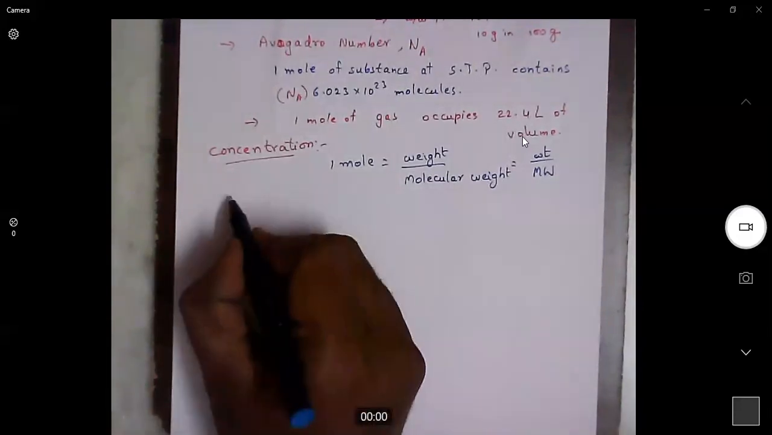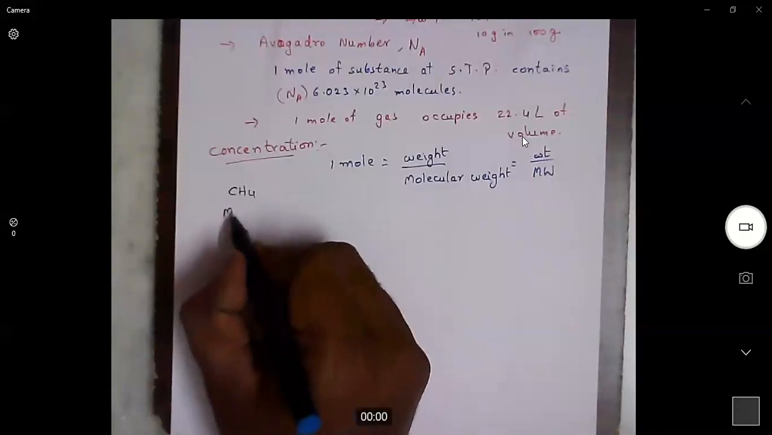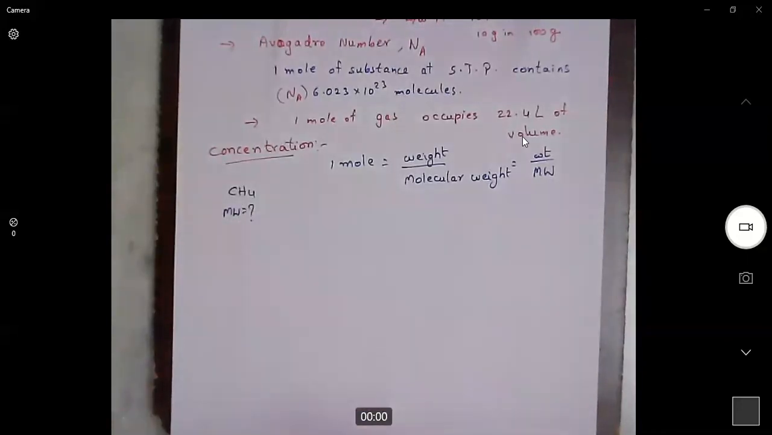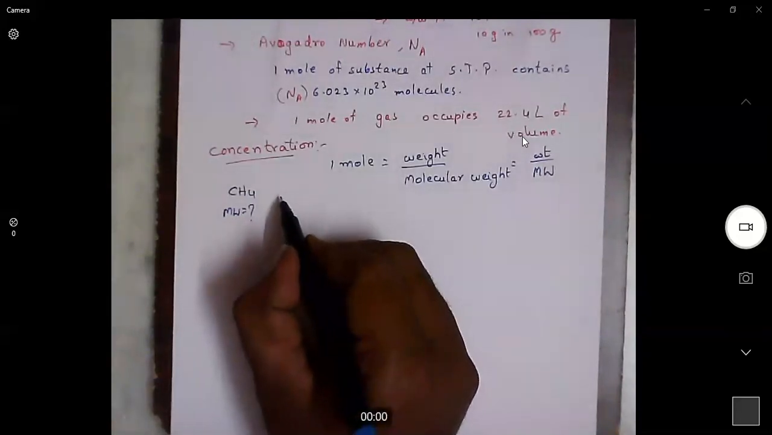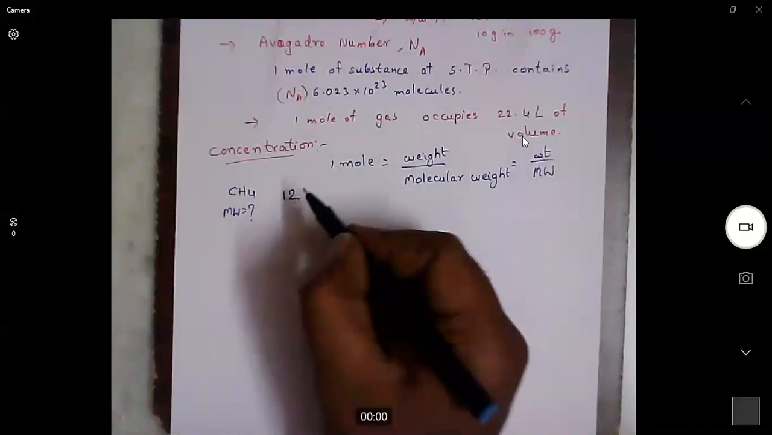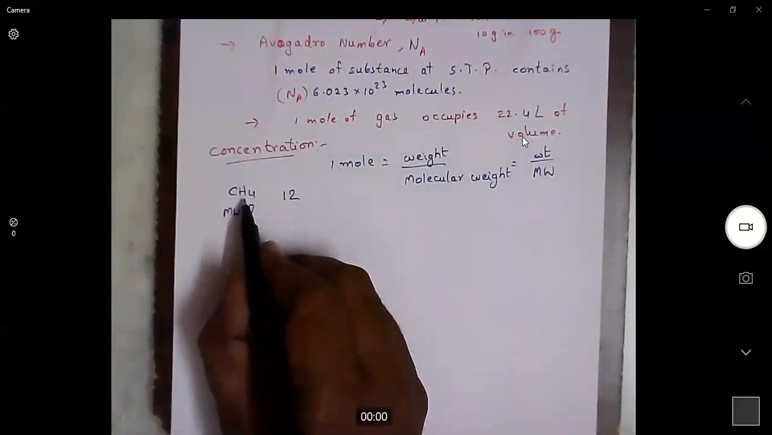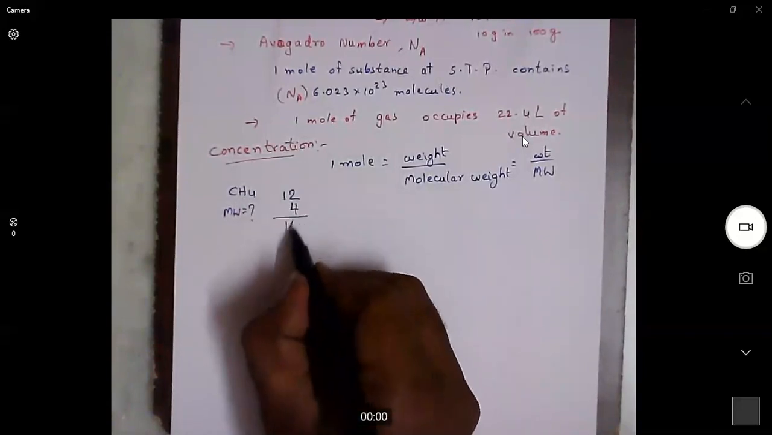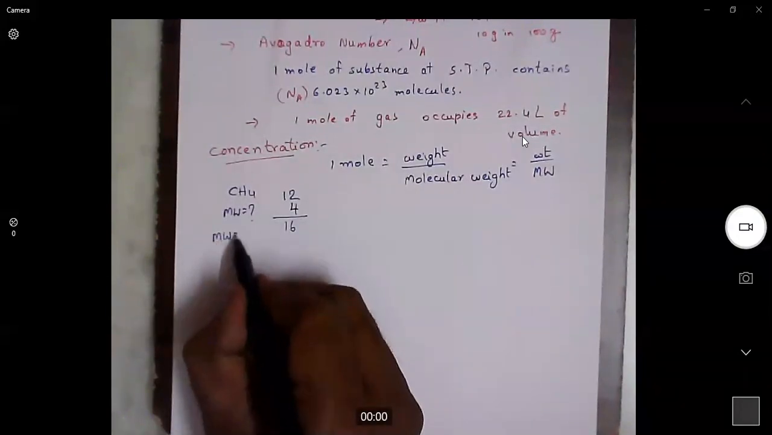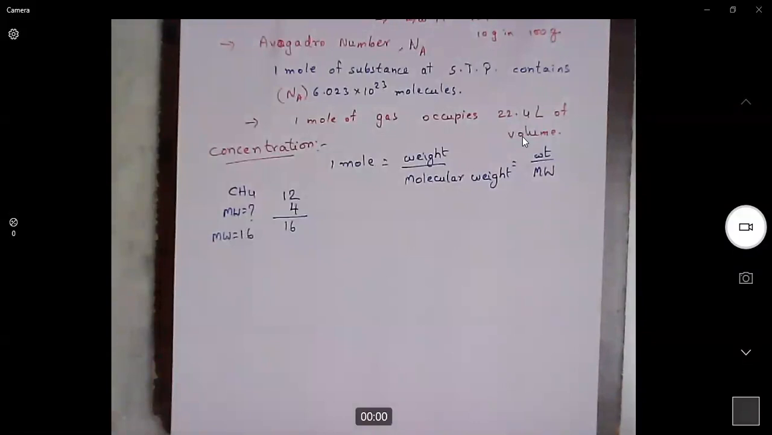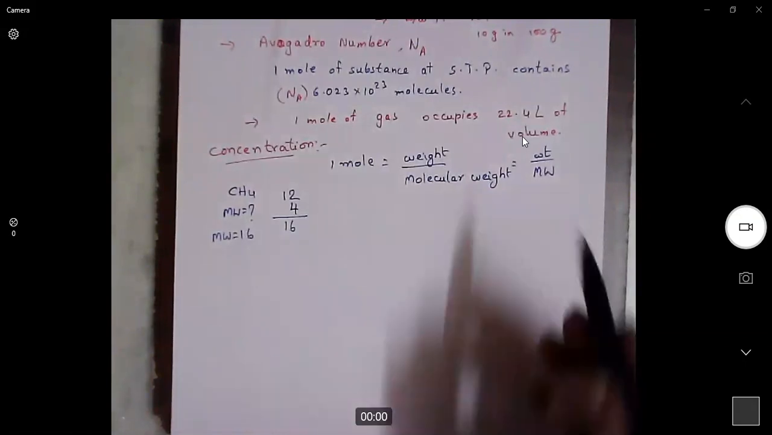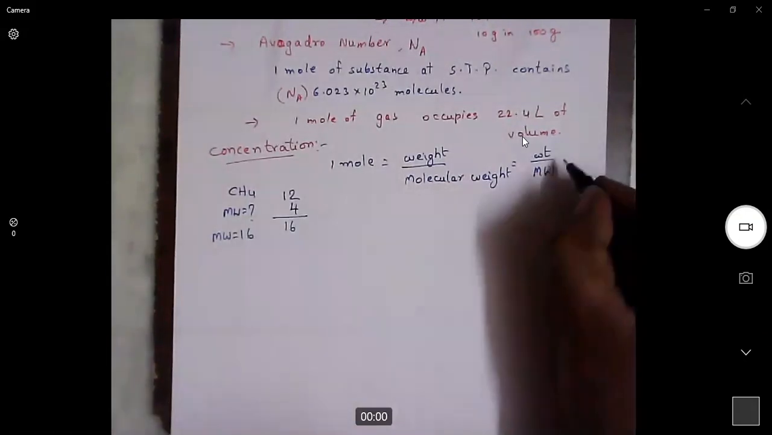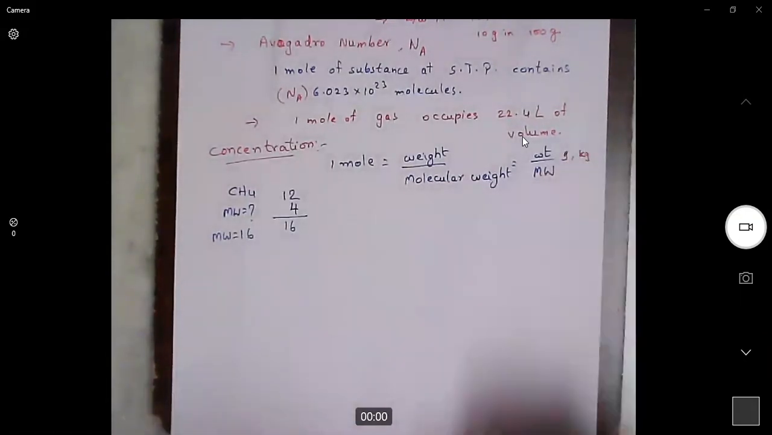For example, if we have a methane molecule, what is the molecular weight of methane? We can calculate it. Carbon, whose atomic number is 6 and atomic weight is 12. Hydrogen, whose atomic number is 1, so atomic weight is also 1. There are 4 hydrogens, so 4. So the molecular weight of methane is 16. This is how we can calculate molecular weight of all chemical molecules. Weight we will measure either in terms of grams or kgs or milligrams.